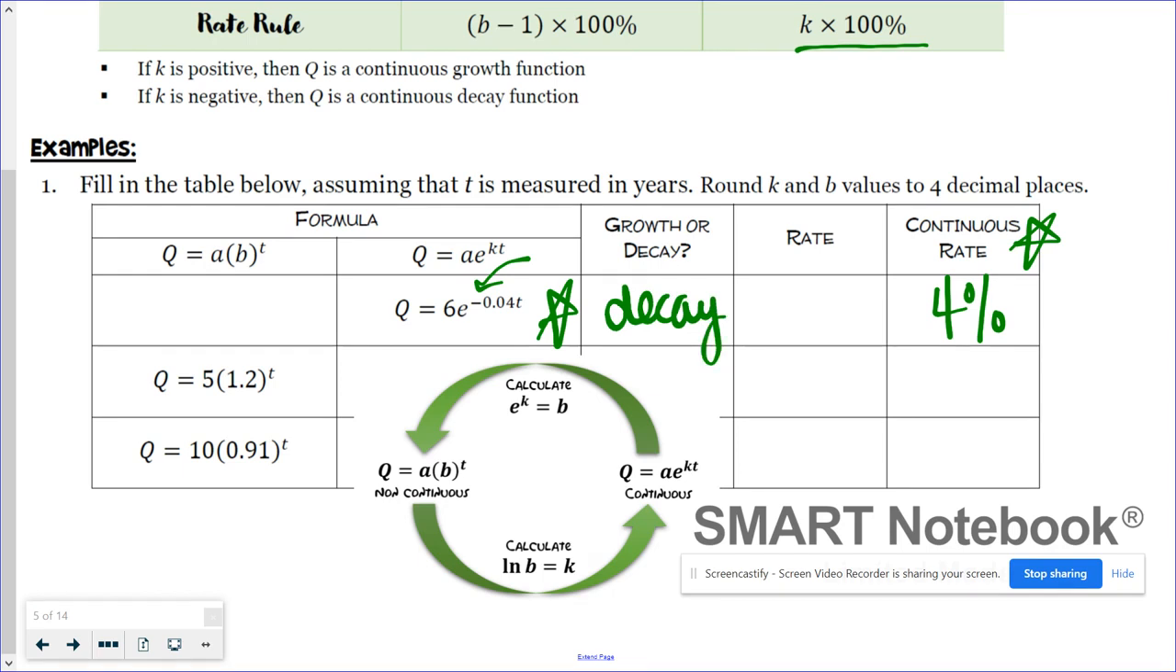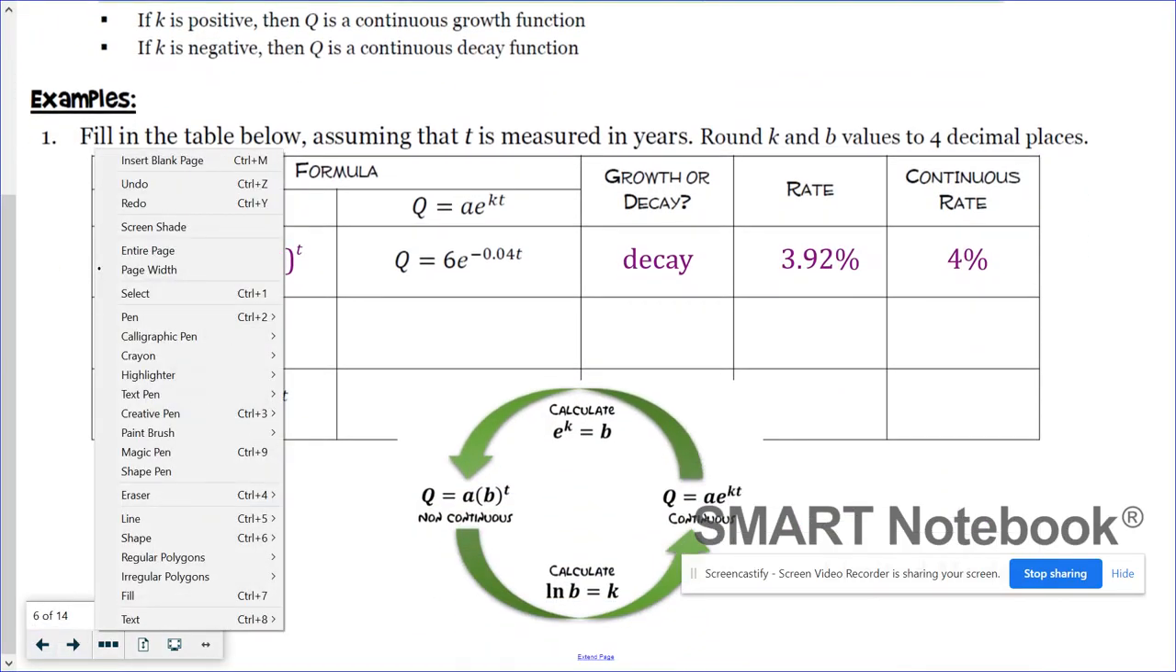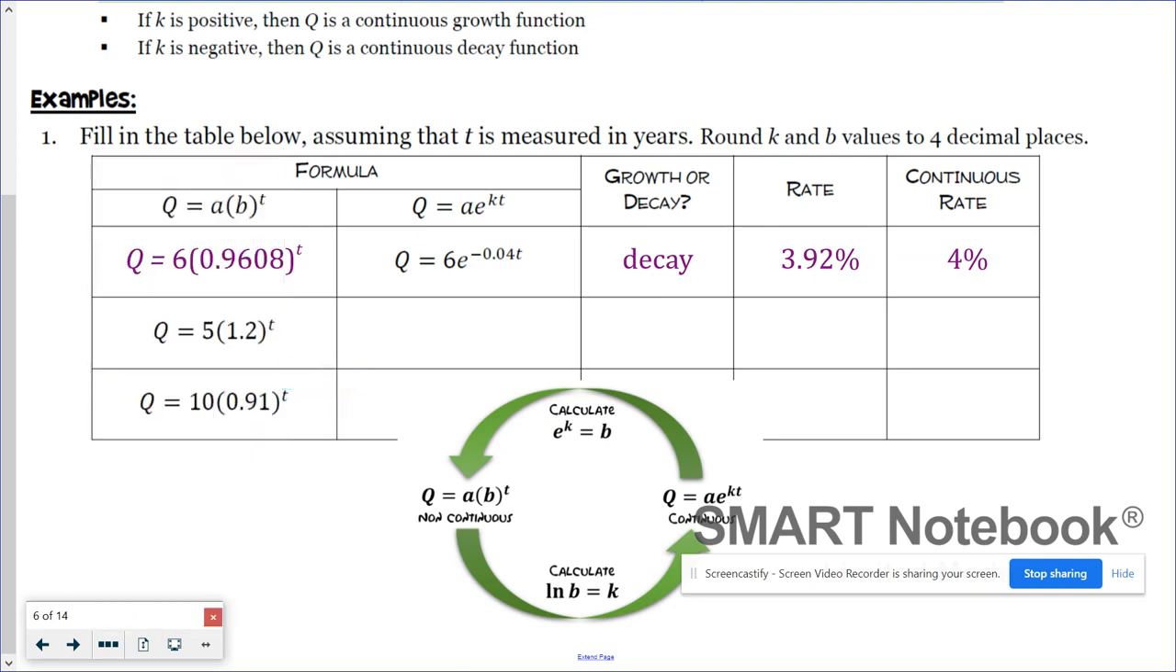According to my little flow diagram, this is where I'm at. I have a continuous function and I want the base b equivalent. So I need to calculate e to the k power. I need to, in my calculator, type in e to the negative 0.04 power. And this is going to give me the value of b. I already did that to save us some time. I calculated e to the negative 0.04 power, and this is what I got. So that's the value of b.